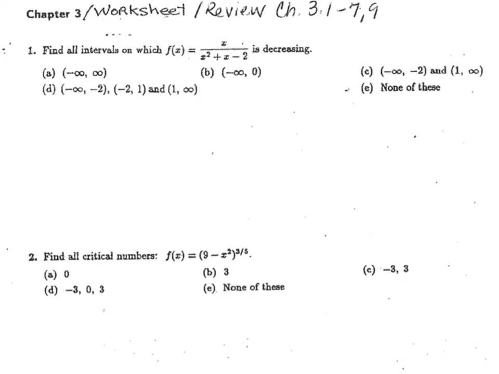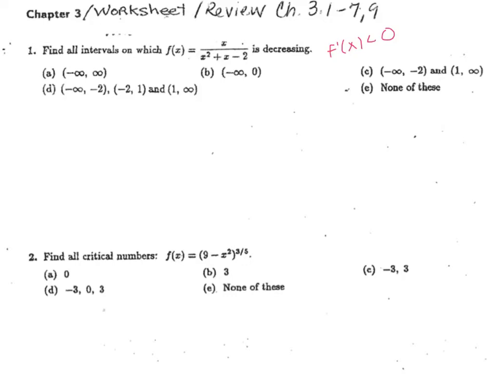For the Chapter 3 review sheet, we first need to find the intervals on which the function f of x is decreasing. So we know that f of x is decreasing when f prime of x is less than 0. So if we find the derivative and then find the critical values, then we can test and see where the derivative is less than 0.